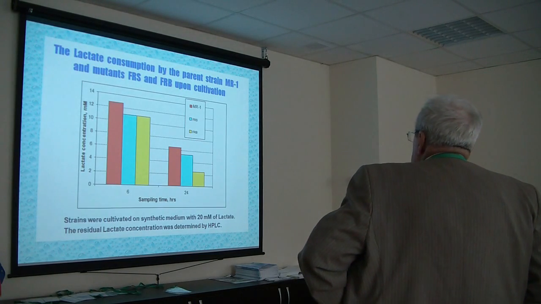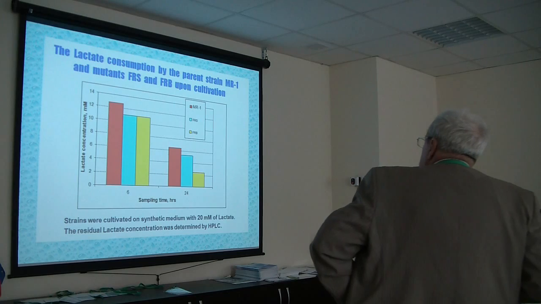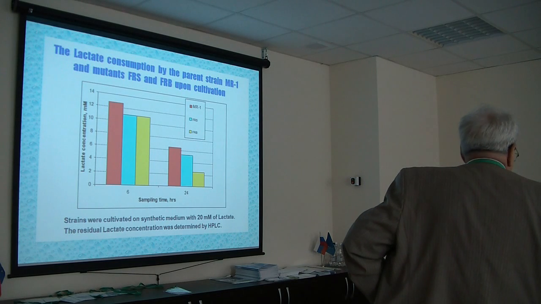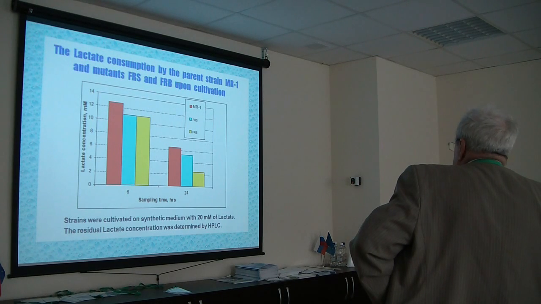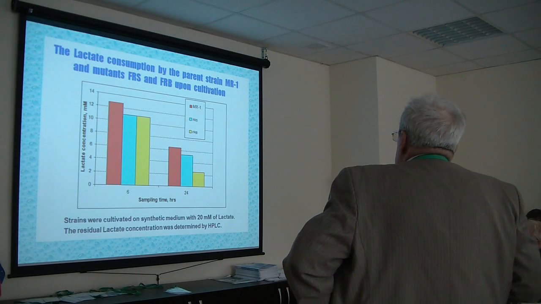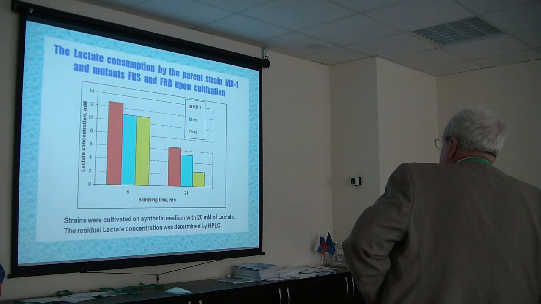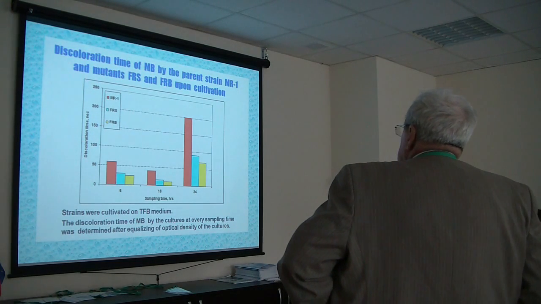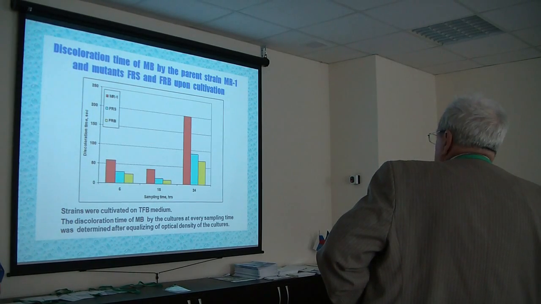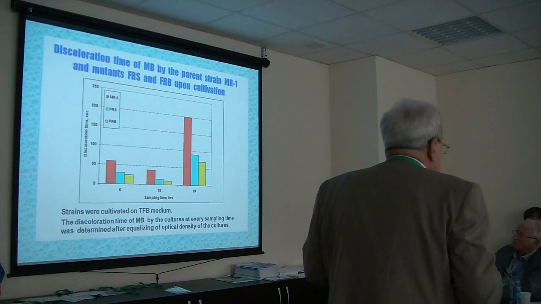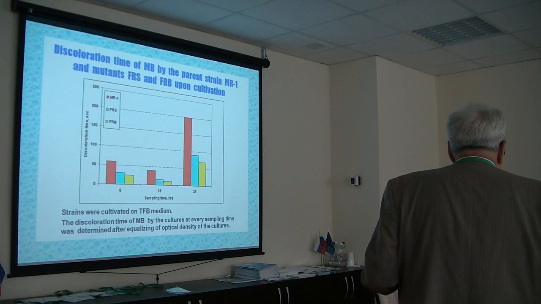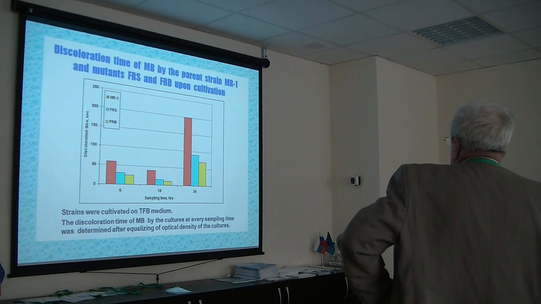Next slide. Really, this mutant has a higher rate of utilization of lactate. Lactate is the standard substrate for this bacterium. You see the wild type and the mutant, so its metabolism is quicker. Next slide, you see the depolymerization of methylene blue. Also, the rate is higher in the mutants. It means that these mutants more quickly accept electrons from the substrate and more quickly transfer them to the acceptor.